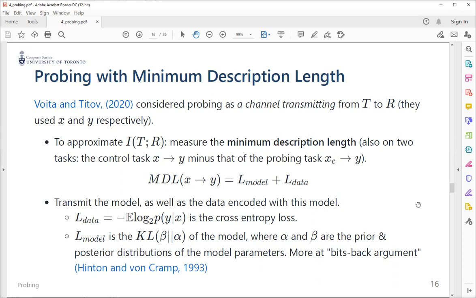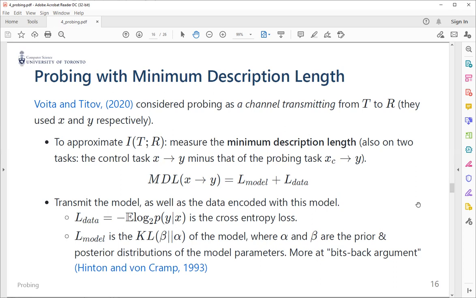So empirically, the two components are computed as follows. The code length of data is just a cross entropy loss, although it is encoded in base 2 instead of the natural logarithm. So this is in terms of bits instead of nats. If we are taking the natural logarithm, it is nats. But if you are taking the base 2, it's bits. And the results between bits and nats just differ by a constant factor.